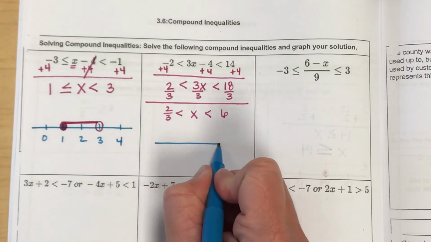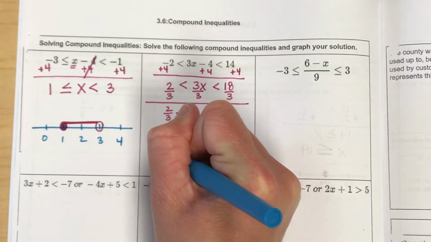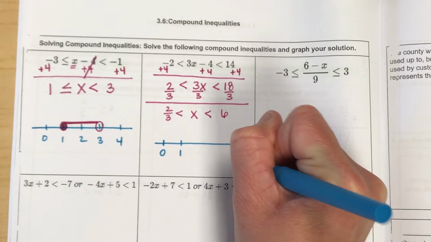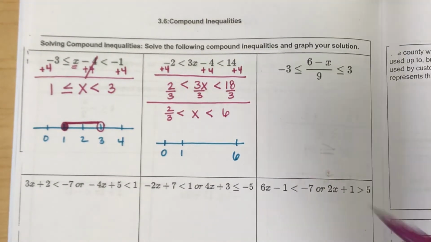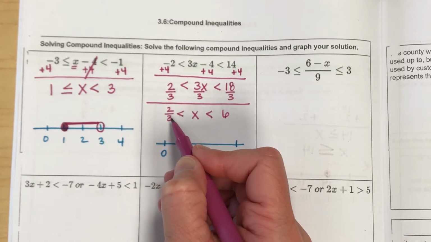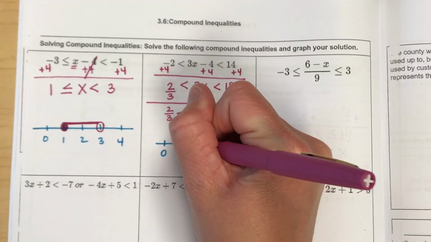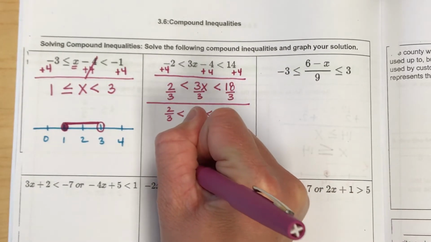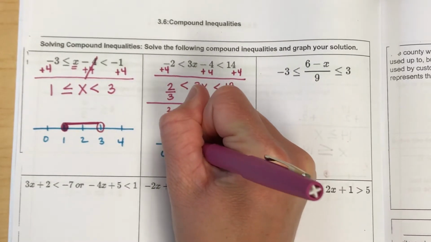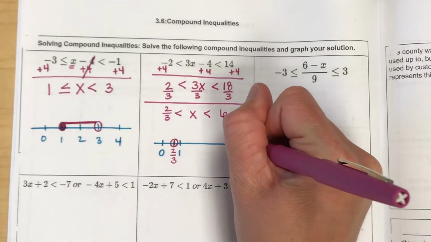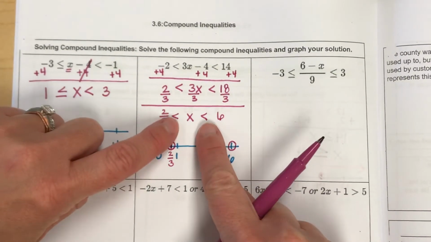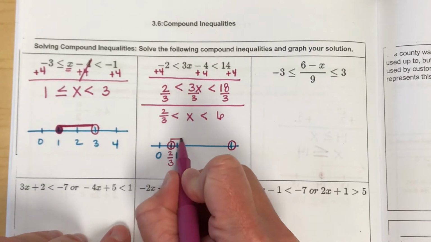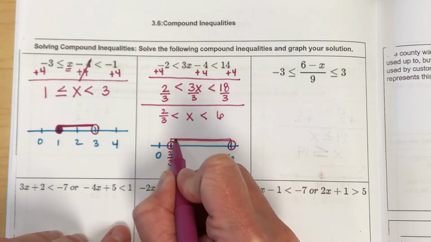I'm going to put out my number line. Here's the number 0, and 1, 2, 3, 4, 5, and roughly 6 would be over there. Now 2/3 is a little less than 1. It's that decimal 0.6 repeating, so just in between 0 and 1. So there's my 2/3. I'm going to circle that number. I'm also going to circle the number 6, but notice how there's not an equal to, so I'm going to leave those open, and then I will shade in the middle.